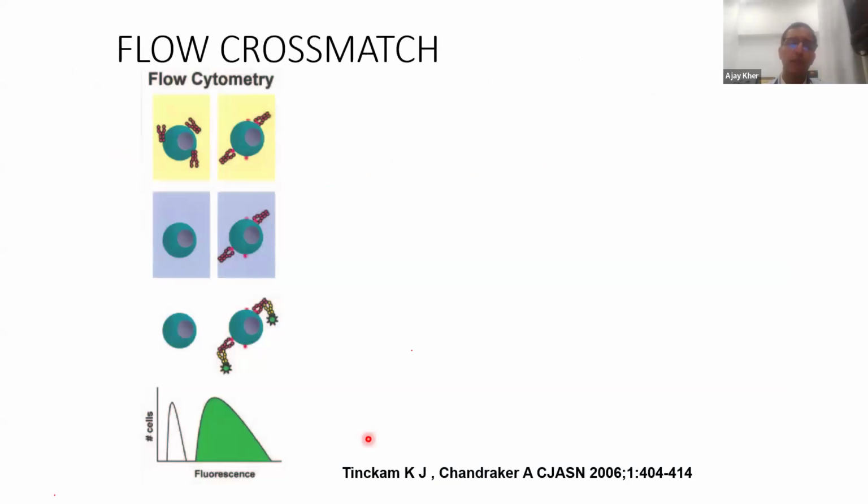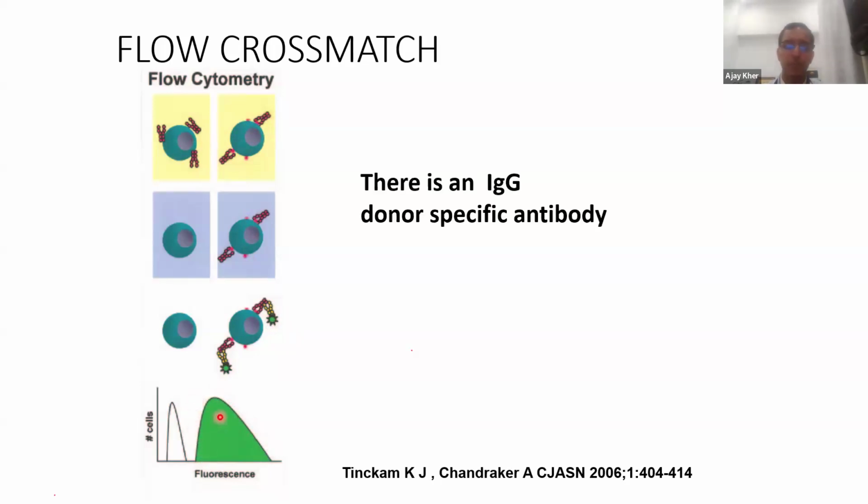So again, when we look at a flow crossmatch, you have cells that you're taking, you're combining it with the sera of the recipient, then you wash it off. After you wash it off, if there are antibodies that have stuck, you go in with a fluorescent tag anti-IgG, and that will then fluoresce if the antibody is there, and you will get a mean shift. What it does tell you is that this is an IgG donor specific antibody.